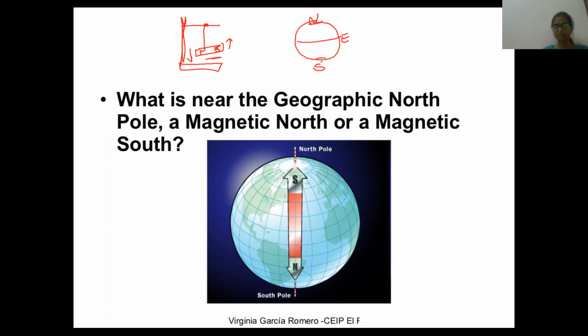In the case of this equator and poles, what you observe is that near the geographical north pole, the magnetic south pole is located. And in the geographical south pole, the magnetic north pole is there.